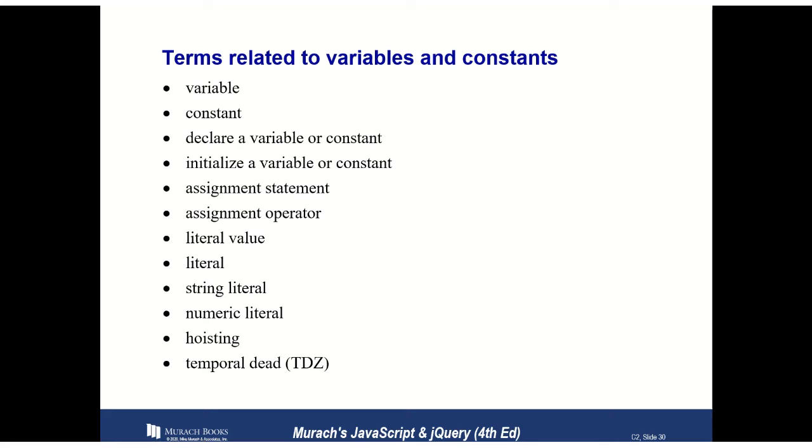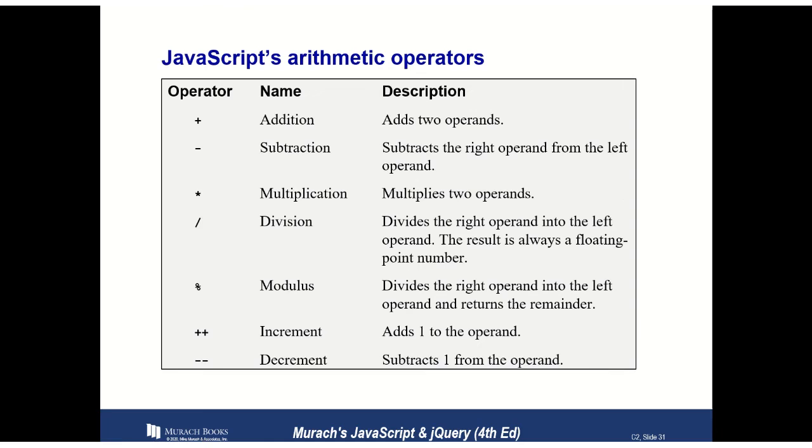So there are numerous terms related to variables and constants. Go through these slides and get some concept about these terms. So the next part is the arithmetic operators. When you do some calculations, you are going to use these operators. It is very apparent. The plus sign is for addition, minus sign is for subtraction, and so on.